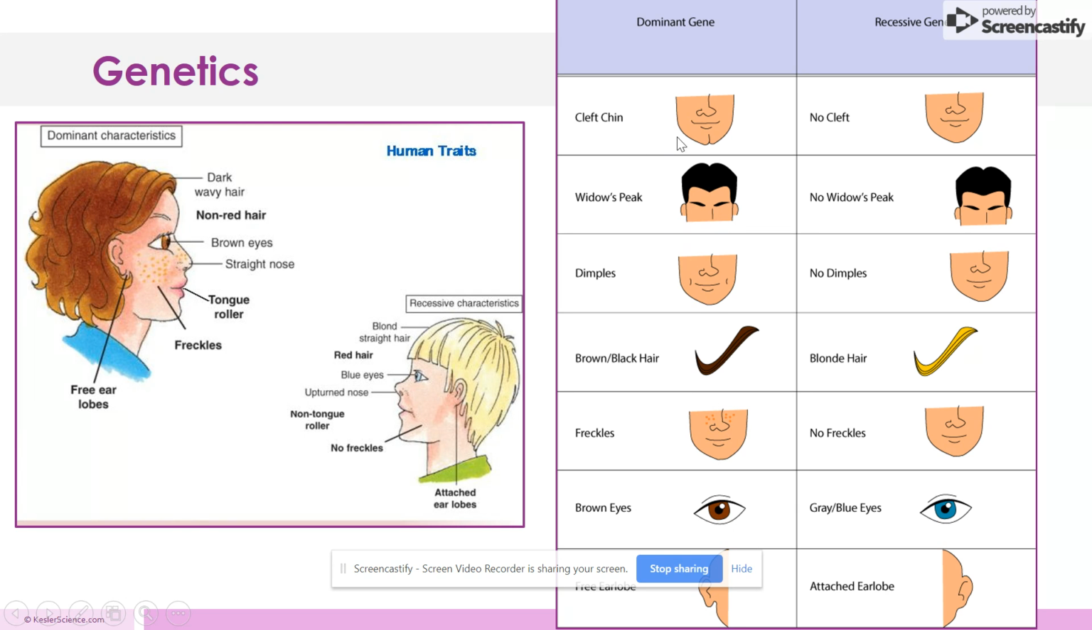So we have certain traits or certain genes are dominant, some are recessive. Go ahead and pause the video here and take a look at the different genes and whether they're recessive or dominant. Kind of compare them to yourself. Which dominant genes do you have? Which recessive genes do you have? And then we'll move on.